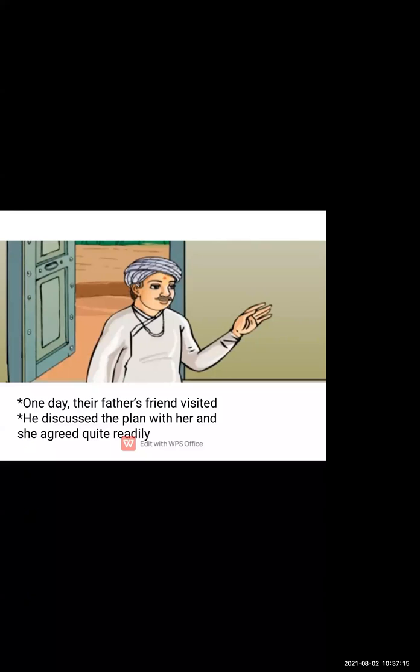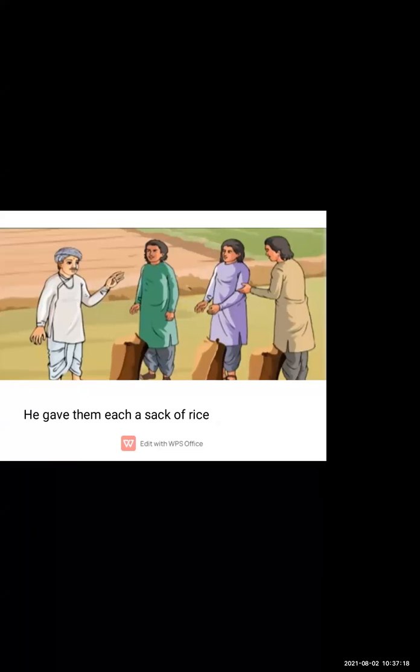But what was the plan? Let me see. The father's friend gave each of the three brothers a sack of rice. He gave them each a sack of rice and said, "My dear boys, I'm going away for a few months for some necessary work. Please look after this sack of rice till I come back. I will come after a few months, and at that time you will please take care of it."